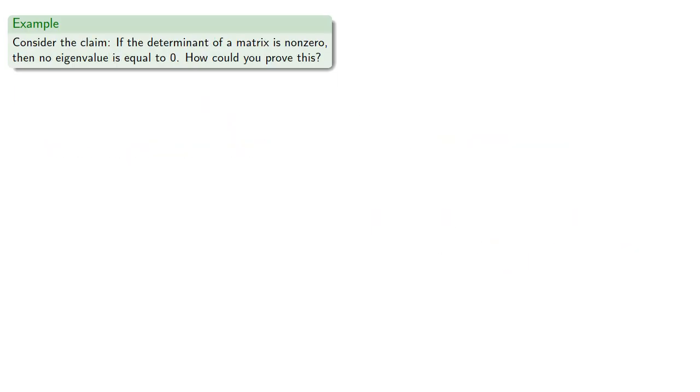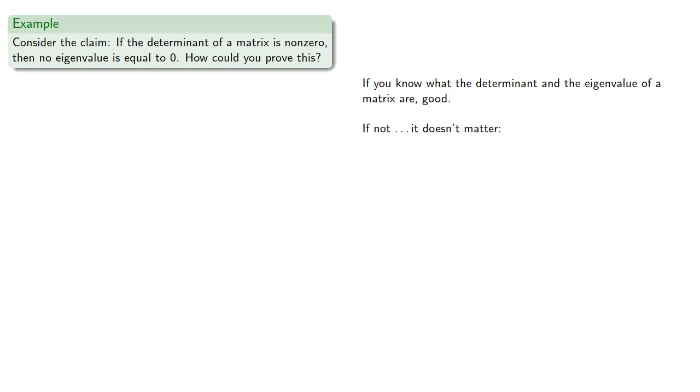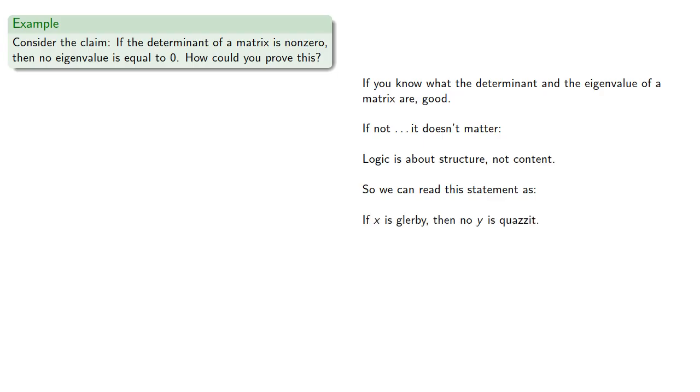Or consider the claim, if the determinant of a matrix is non-zero, then no eigenvalue is equal to 0. How could you prove this? Now, if you know what the determinant and eigenvalue of a matrix are, great. If not, it doesn't matter. Logic is about structure, not content. So we can read this statement as, if X is glurby, then no Y is quasit.